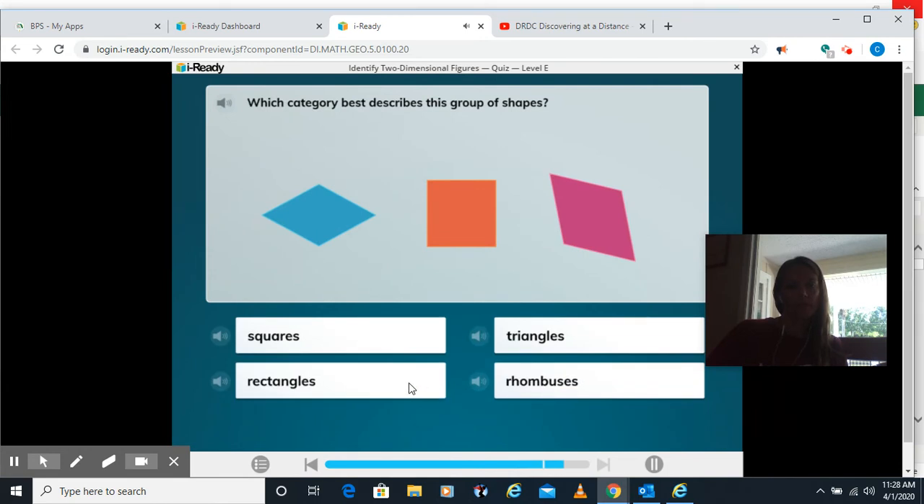Oh, how could I describe this group of shapes? Which category? Well, they're definitely not all squares, or triangles, or rectangles, so I'm left with rhombuses. Remember, a rhombus has four equal straight sides.